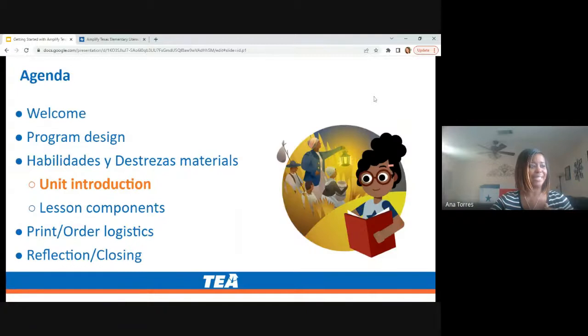All right, moving right along. Now let's look at an actual unit introduction. So that was a really good overview. So we've gone through our program design, our materials, looked at our teachers resources site. Now let's go a little deeper in looking at a unit introduction.